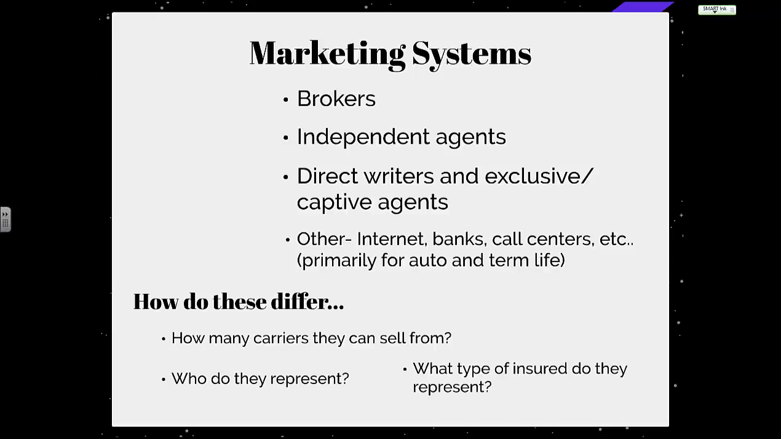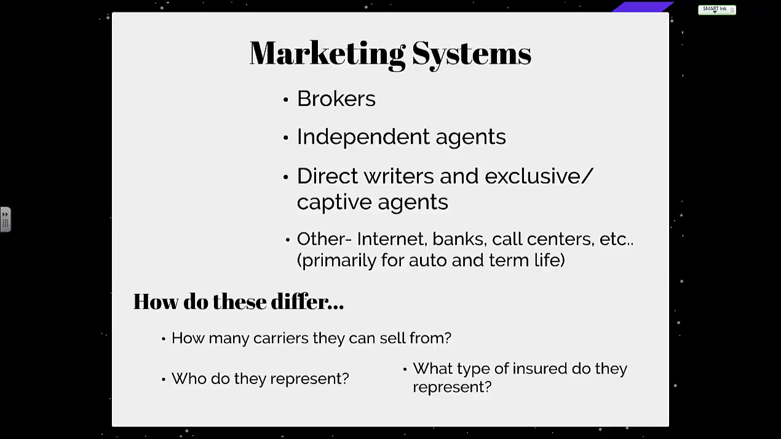They also differ in terms of the type of insured they typically represent. Brokers tend to represent the largest of insureds, large corporations and municipalities. Independent agents tend to represent medium-sized insureds and businesses, and direct writers and exclusive agents tend to represent smaller businesses and individuals and families.